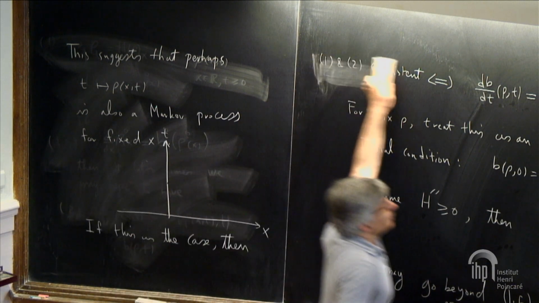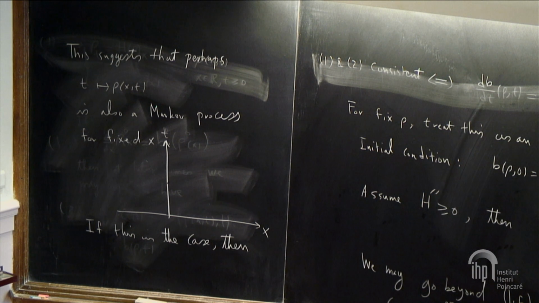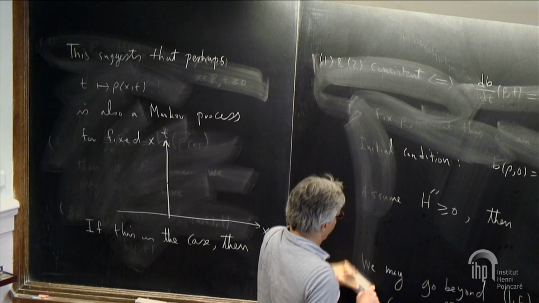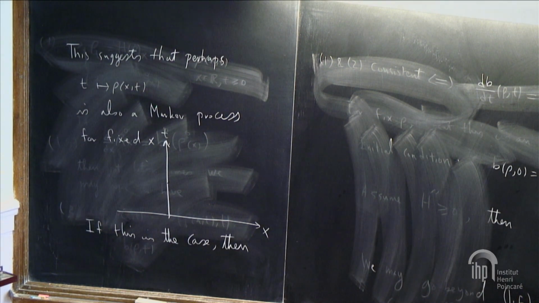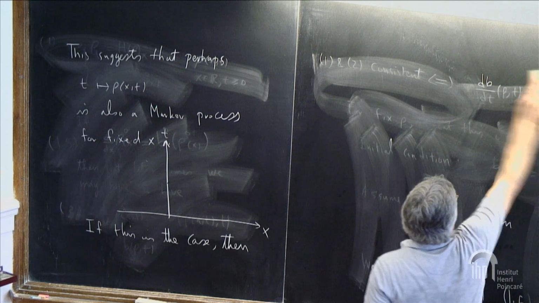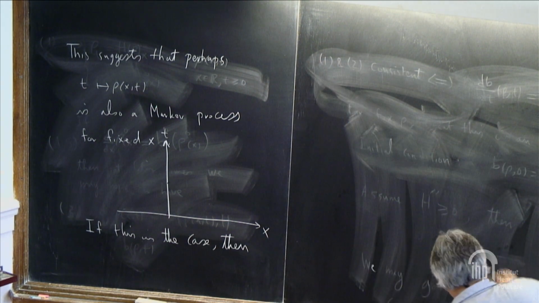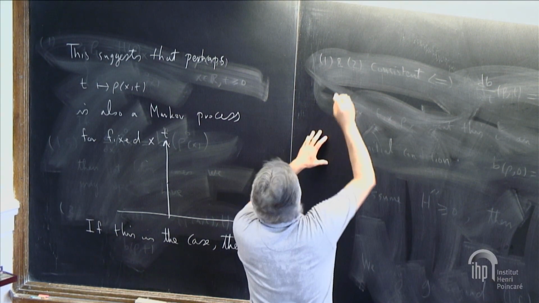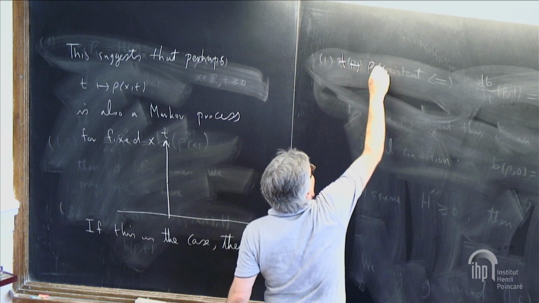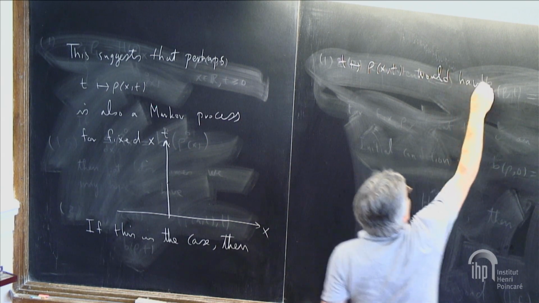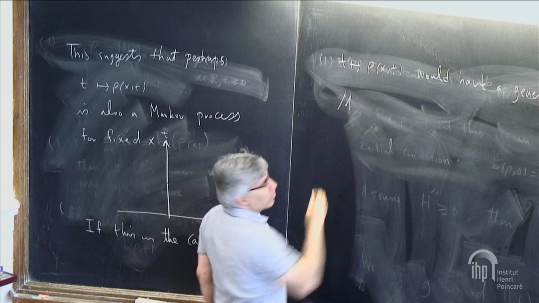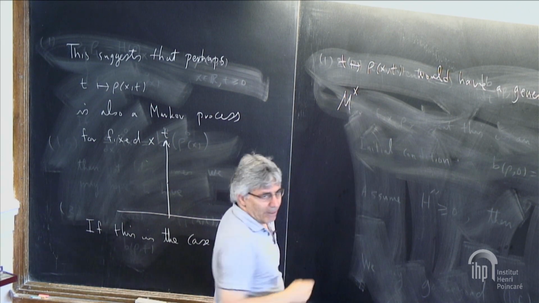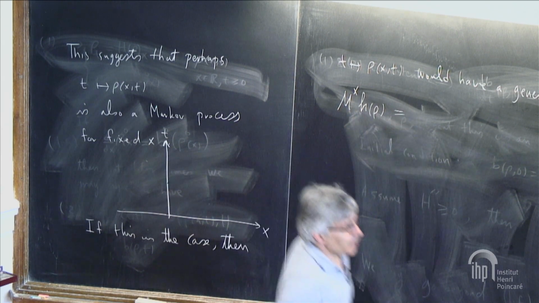So in fact, if this is the case, then we have a generator now. Then t going to rho(x,t) would have a generator, which you may say is the operator, so now I'm fixing x and varying t, M super x acting on h. So there would be a drift, but what is the drift?